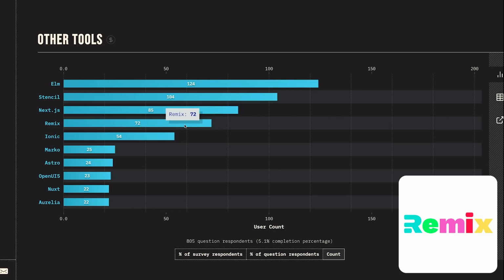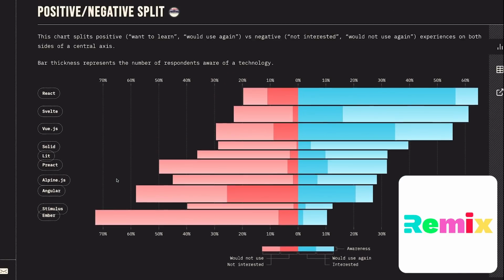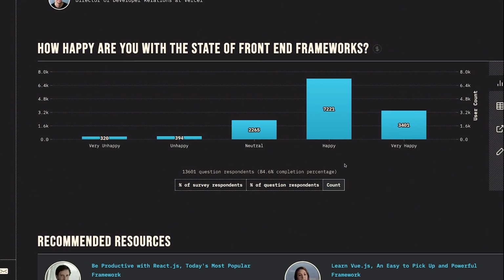But yeah, it's very interesting to see that Remix is also somewhere in this survey, even though it was just released a few months back. And finally, a lot more people are actually happy with the state of the front-end frameworks right now. Some people are very happy, and very few people are very unhappy. I think these people are actually not aware of the amount of work and progress that has been happening in the front-end world.